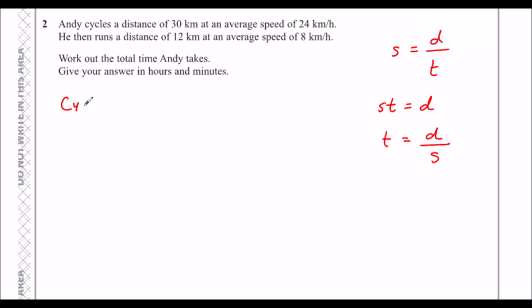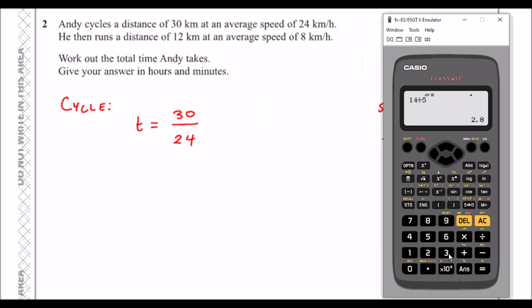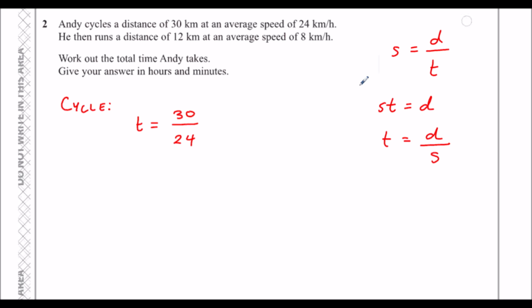So for the cycle, time is distance, which is 30 kilometers, divided by speed, which is 24 kilometers per hour. So 30 divided by 24 is 5 over 4, or 1.25. So I'll put 1.25 hours. So it's 1 hour and a quarter, which is actually 1 hour and 15 minutes. But I'll do that conversion at the end.